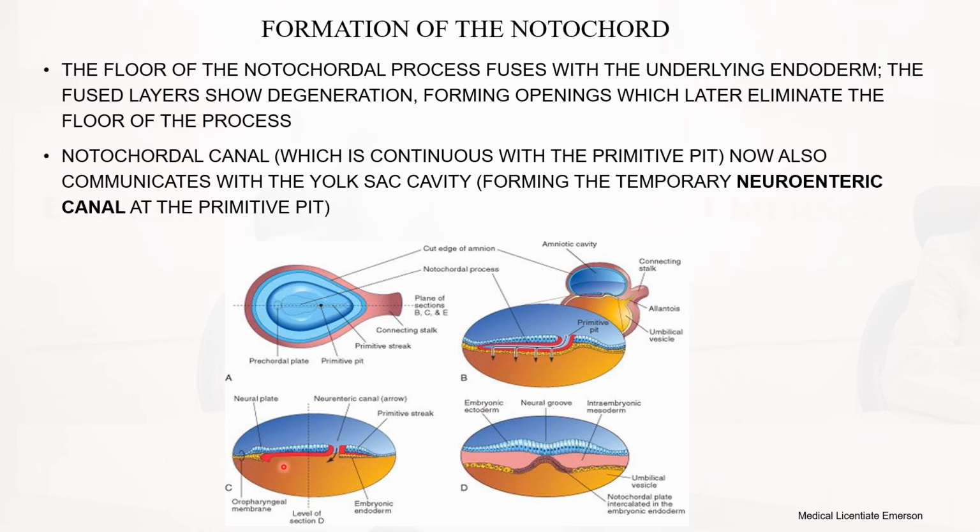So the notochordal canal, which is continuous with the primitive pit, now communicates. I'm sure you have seen the notochordal canal, which was elongating from this side, is now communicating with the primitive pit. It also now communicates with the yolk sac. So they're just communicating with each other. So now what they have formed is what we call the neuroenteric canal. The arrow, I'm sure you have seen. That's the neuroenteric canal at the primitive pit. We are also done on the formation of the notochord.